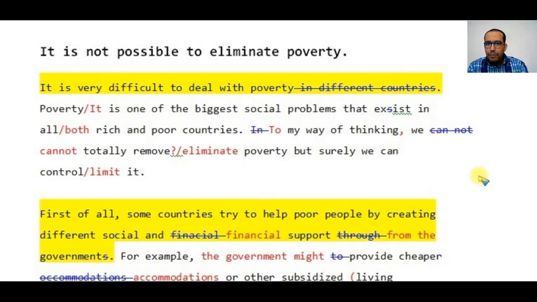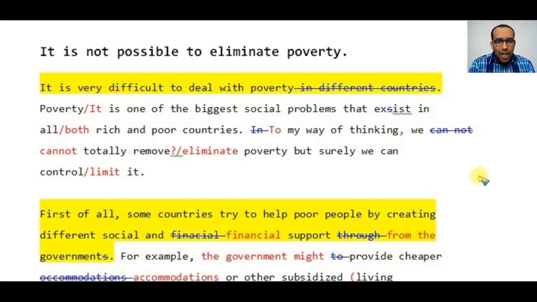punctuation. So the approach I'm going to adopt in examining the essay we have in hand is one that is bottom up. We're going to start from micro level aspects, local level aspects of writing, and then we move up talking about content, organization, and development. So let's start first with the title of the essay. The title reads, "It's not possible to eliminate poverty."